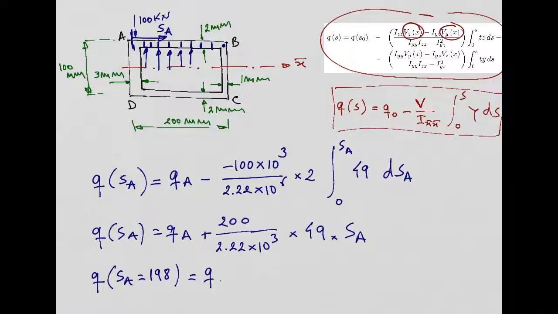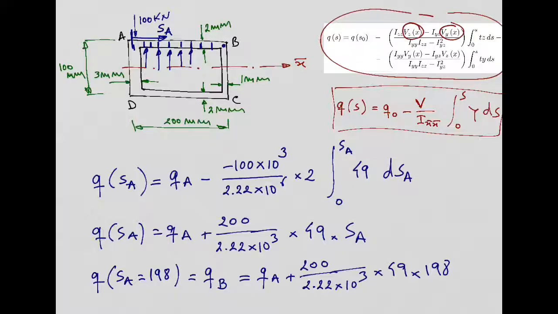I will have the shear flow arriving at point B, which is going to be, so I need to replace SA in this equation by 198, and that will give me what? QA, this QA here, right? Plus 200, 2.22 times 10 power 3, times 49 times 198. Right? You all agree with me?